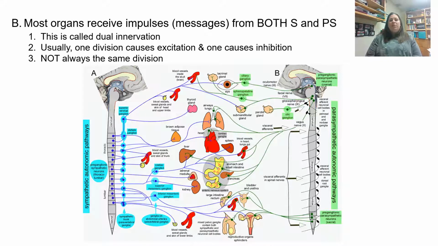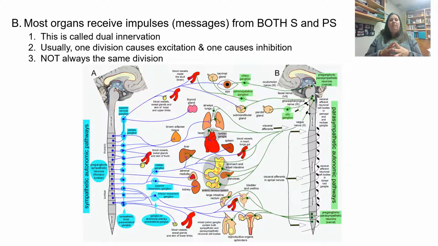Now, most organs are going to receive impulses or messages from both the sympathetic and the parasympathetic nervous system. This is called dual innervation. Okay, so they're innervated by both the sympathetic and parasympathetic. Usually one division is going to excite that particular organ, and the other is going to inhibit that particular organ. So not always the same division is going to do that.